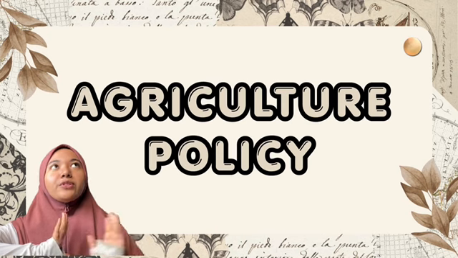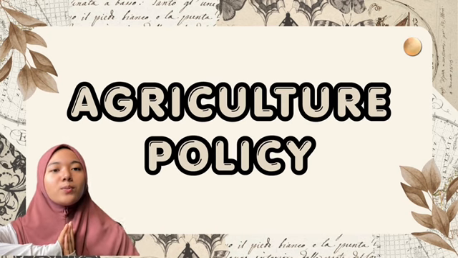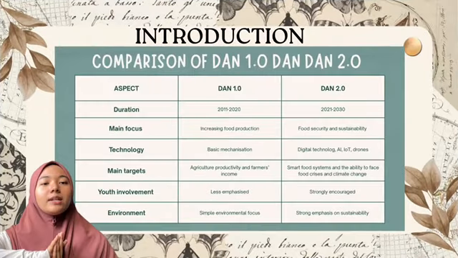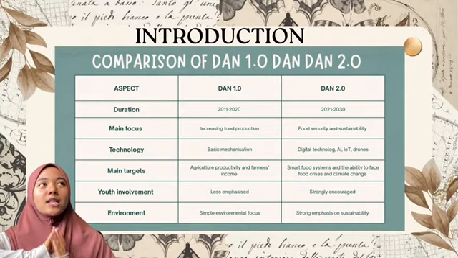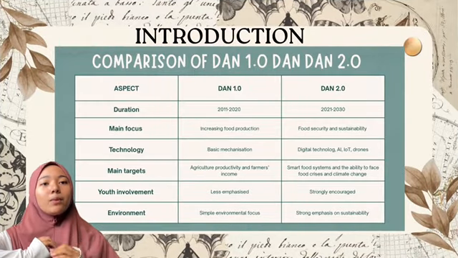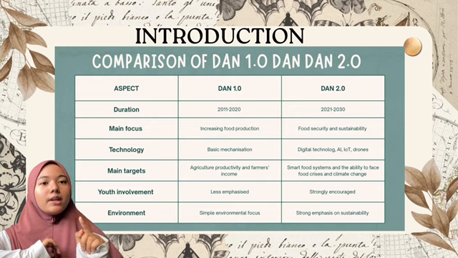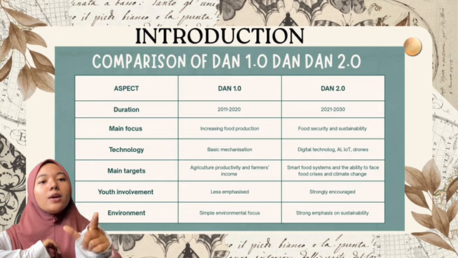I am from Group 3 and today my group would like to present about the agriculture policy. So my part is I would like to explain the comparison between NAP 1.0 and NAP 2.0. So what is the meaning of NAP 1.0? NAP 1.0 is the short form from National Agro-Food Policy 1.0 and National Agro-Food Policy 2.0.